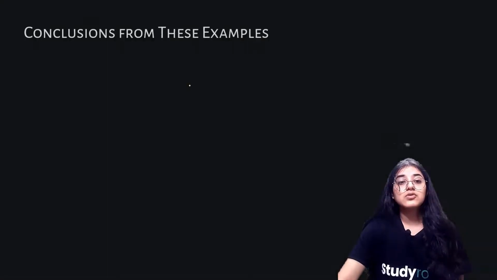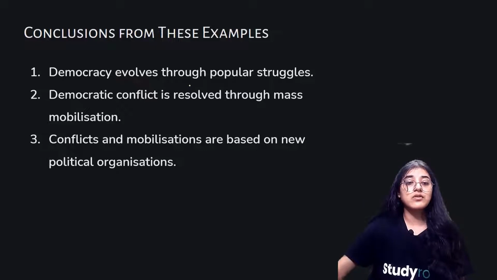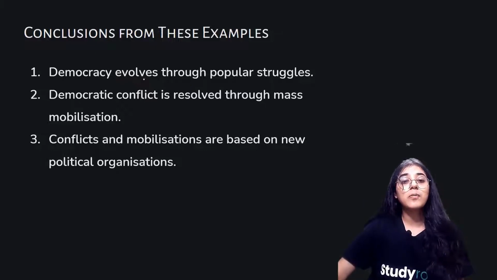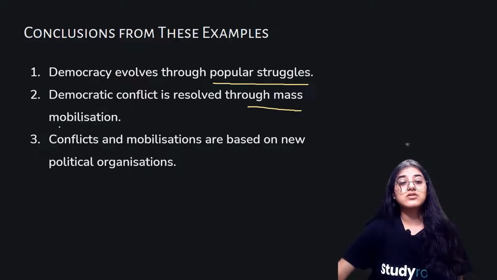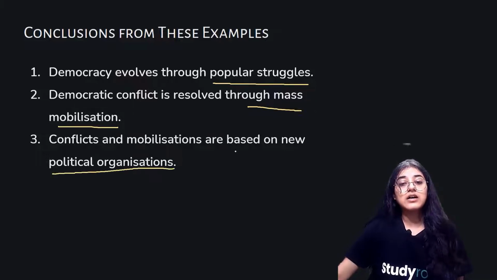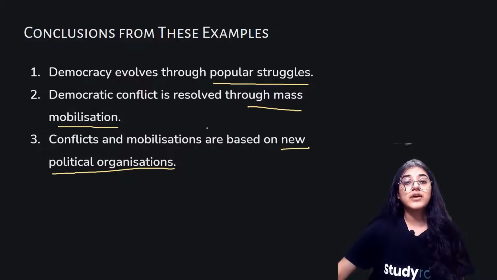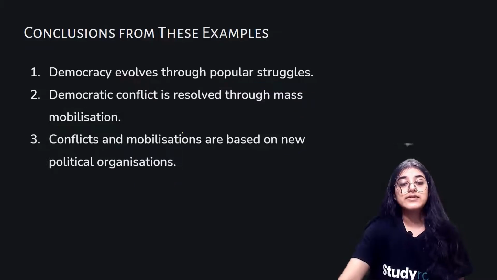Let's move ahead. Through this, what we got to know, conclusions from these examples, we realize that democracy evolves through popular struggles. The democratic conflict is resolved through mass mobilization only. And conflicts and mobilization are based on new political organizations. There are certain organizations that support these conflicts and mobilization. So these were the 3 conclusions that we got to know so far through these examples.